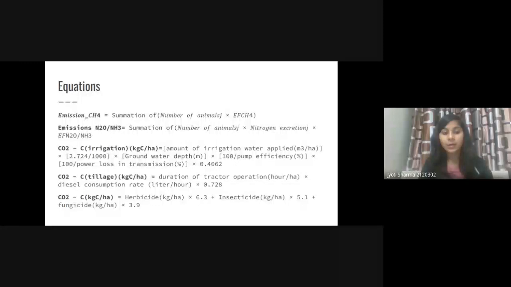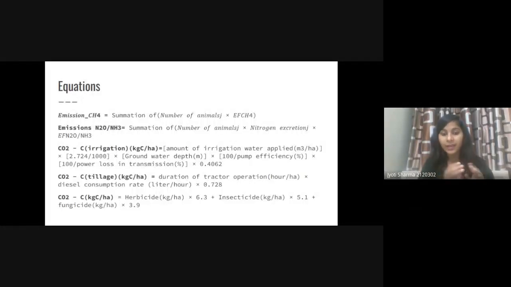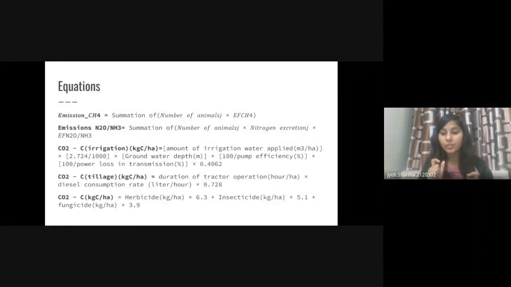So likewise, if you want to calculate how much emission of, let's say, carbon we have because of the pesticide, or let's say the fungicide, you will calculate how much fungicide or herbicide or insecticide you use, and that will be multiplied by the emission factor. Okay, so how much carbon it releases per kg of the herbicide, this is the emission factor, let's say.